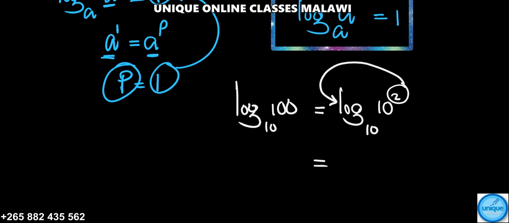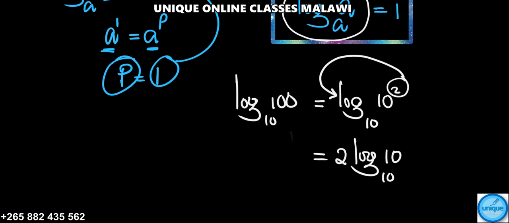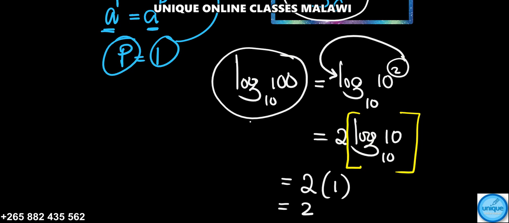So it'll be 2, then log of 10 base 10. Now, log of a number which is equal to the base of that number is 1. So what it means is that this one stands for 1, and we're going to have 2 open bracket 1, and the answer is equal to 2. If you type log of 100 on the calculator, the answer will give you 2. Normally on the calculator, log is in base 10. That's how we do these things.